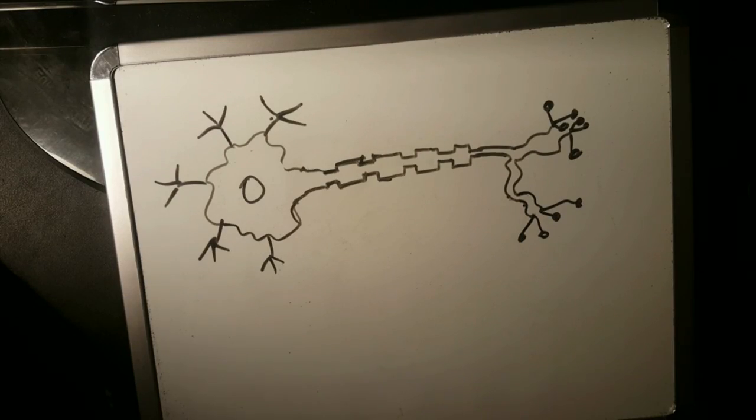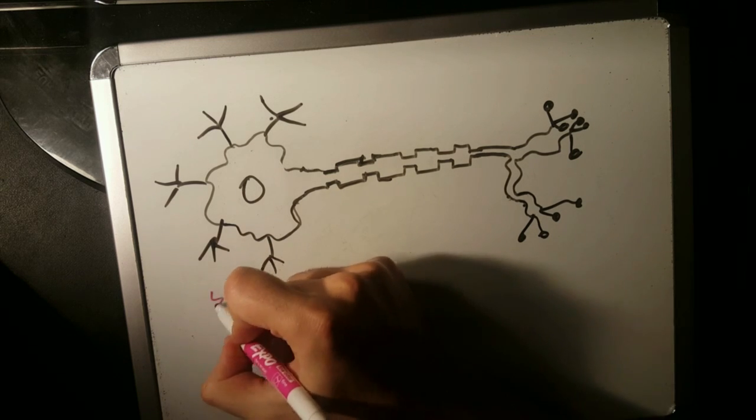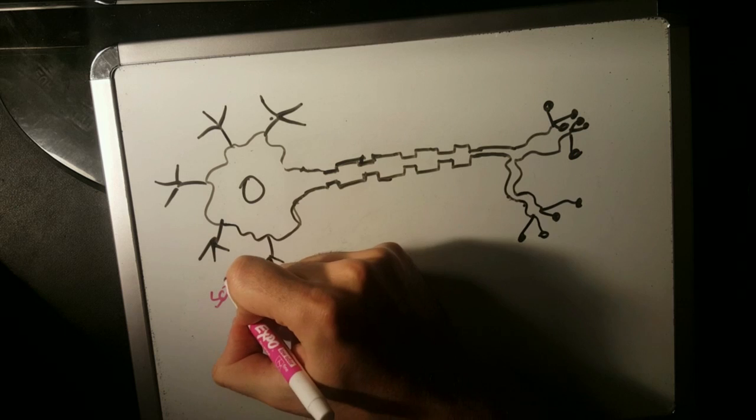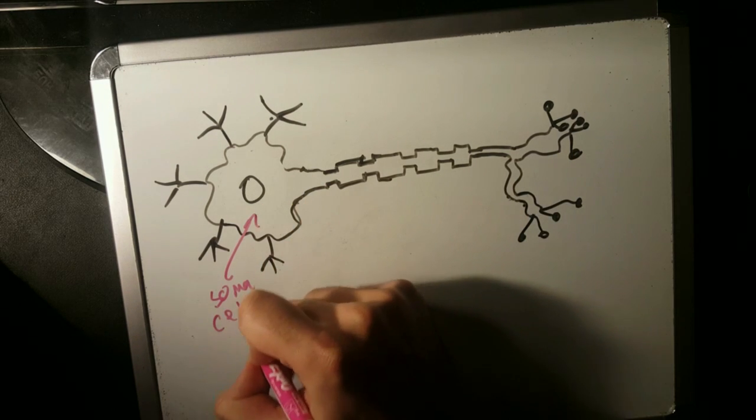I just wanted to make a quick video introducing the neuron for people who are not familiar with it, just for intro level biology. So starting off first is the soma. The soma is just another word for cell body. So the soma is right here. It's just a cell body.